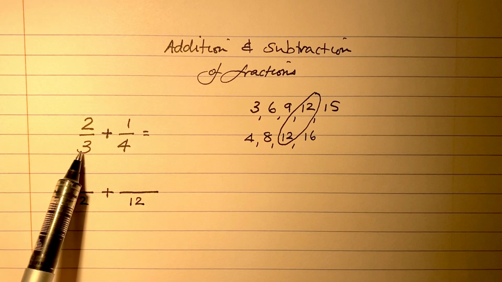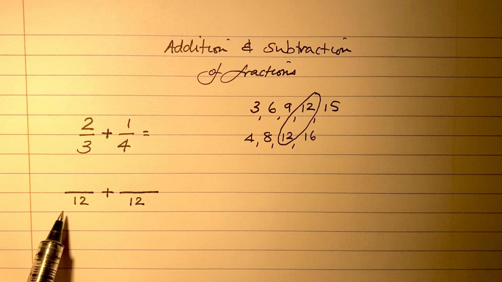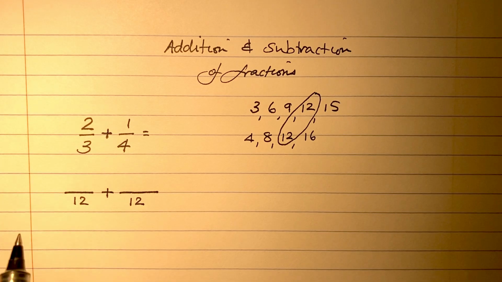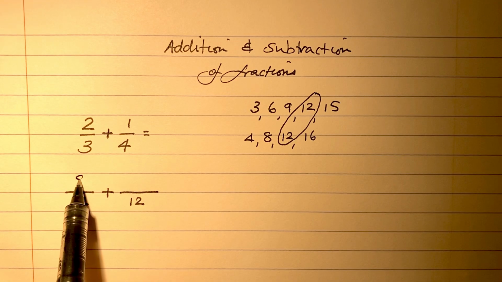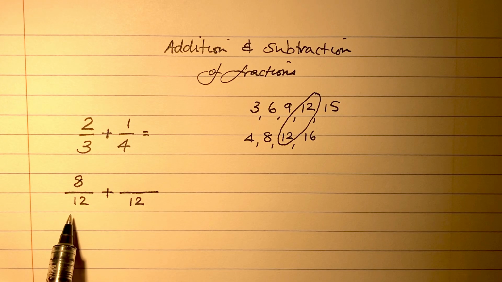Then you check. 3 has become 12. That means multiplied by 4. So you do the same to its numerator. 2 times 4 is 8. I repeat, 3 has become 12, times by 4. Do the same to its top number.